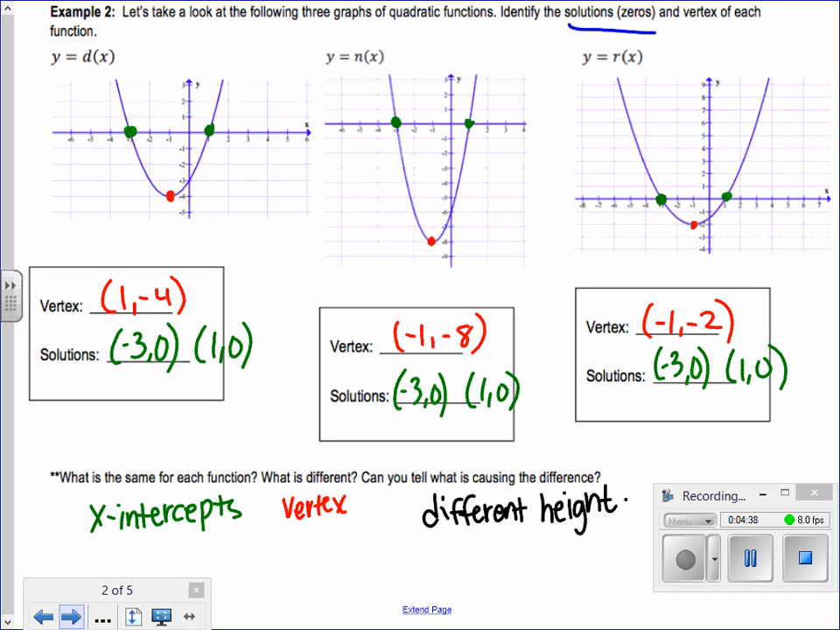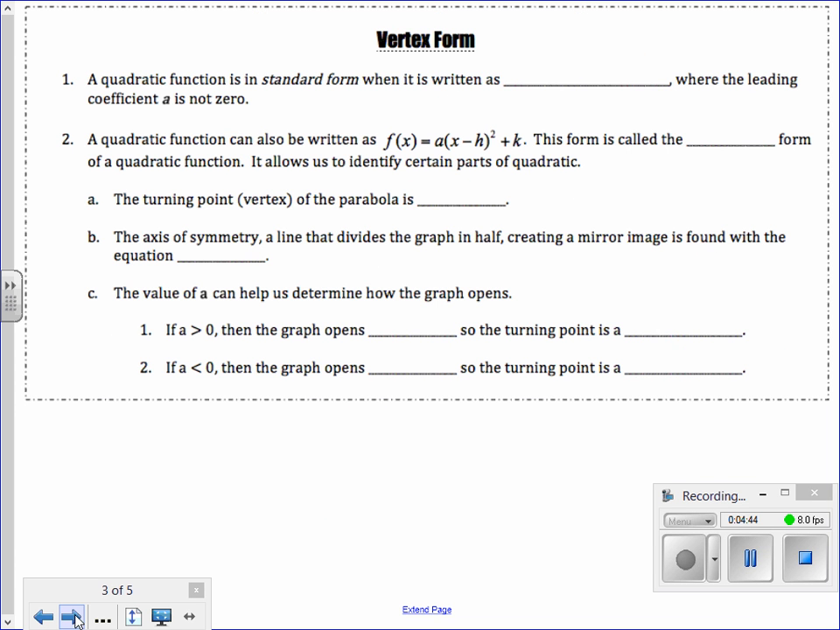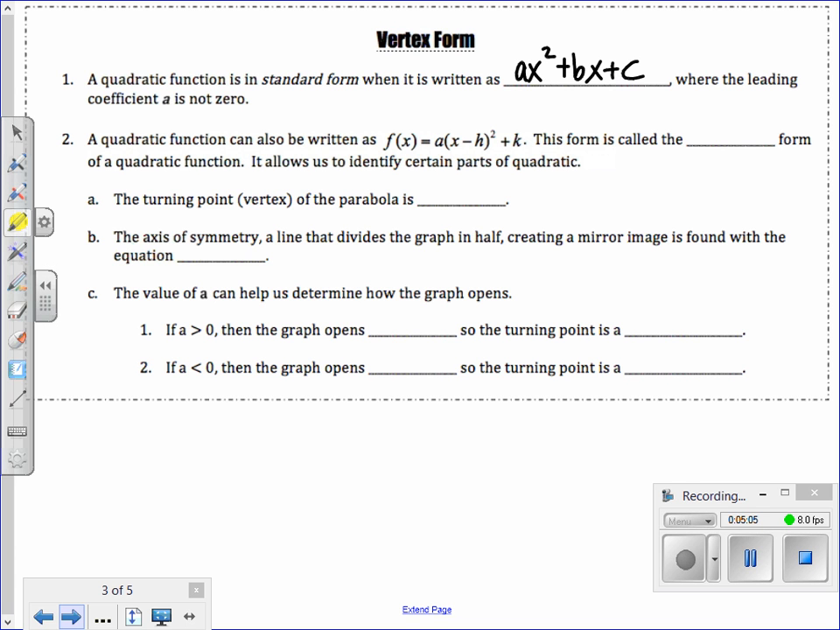All of this is tying together. We're looking at the vertex, right? The vertex changes for these parabolas. So we had standard form of a quadratic, which it says is written as ax squared plus bx plus c. That's the kind of quadratic that we're used to factoring and the kind that we spent last lesson graphing. A quadratic function can also be written in this format.